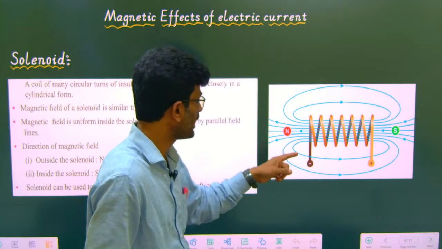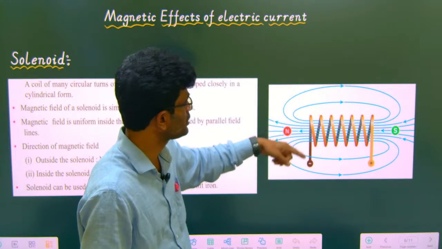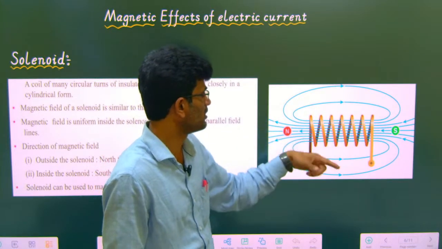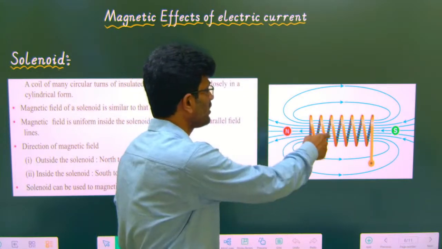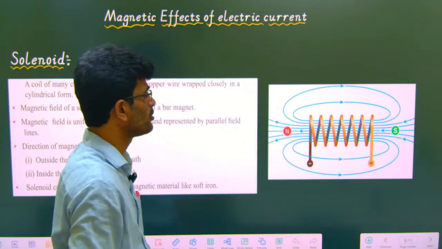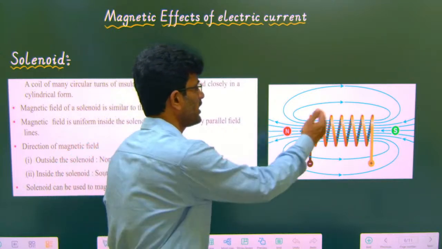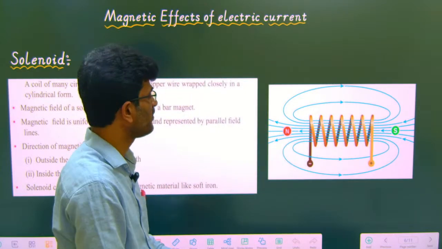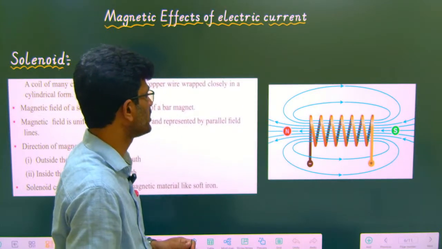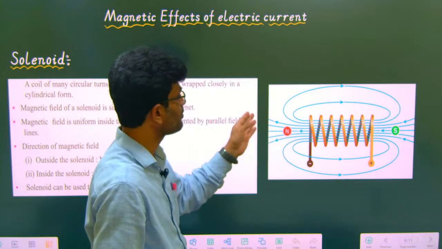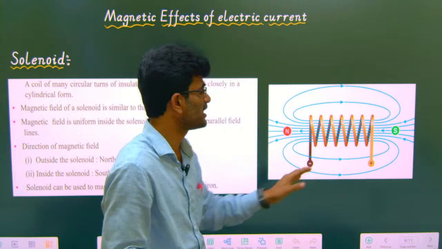As long as you are allowing current through these two ends, what happens? Because current is passing through the wire, and all are in circular turns, magnetic field will be produced around it, and the magnetic field produced around it will be similar to the magnetic field produced by the bar magnet. Like how we have north and south poles there, here also north and south poles will be there, and the magnetic field lines produced by the solenoid will be similar to those of the bar magnet. Here also they start from north and end at south. They are coming out of the north pole and going inside the south pole.